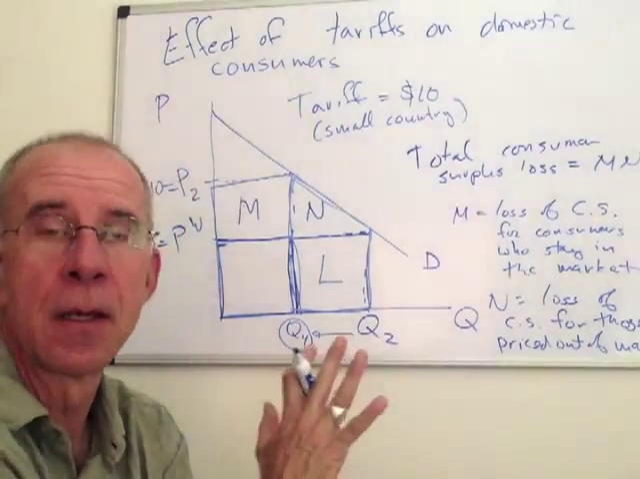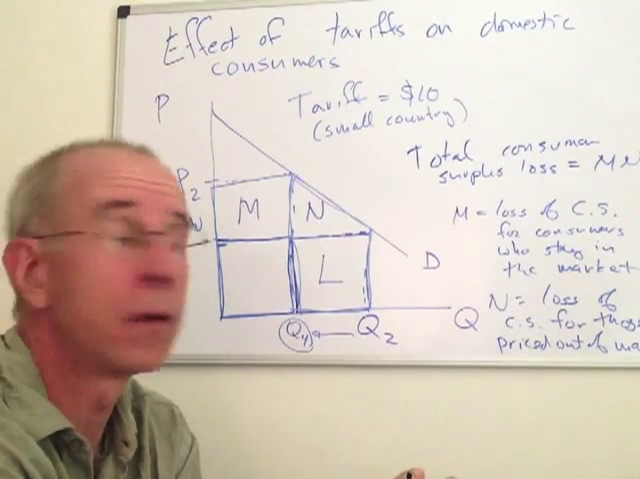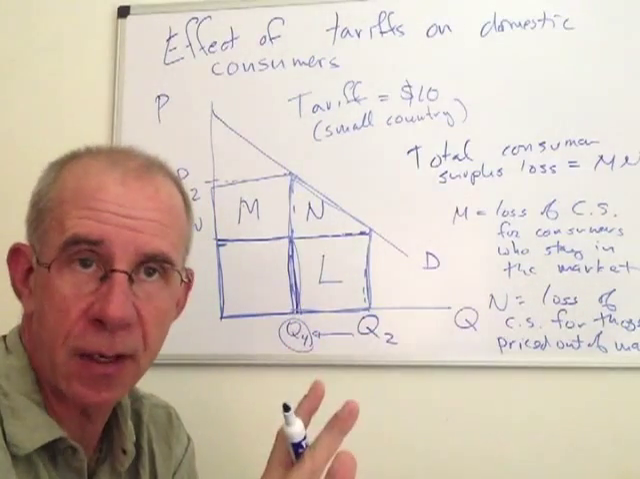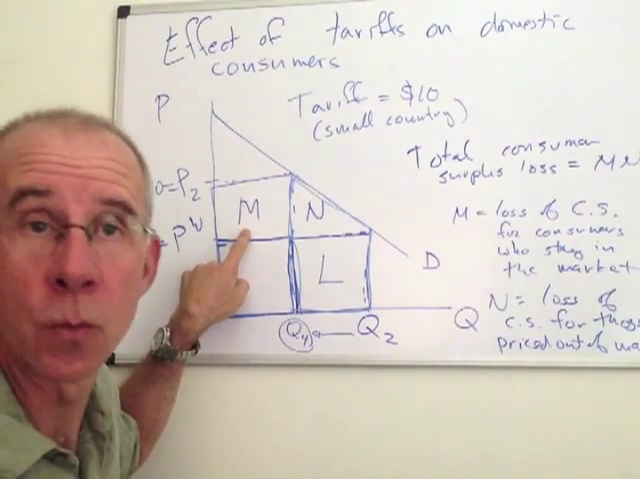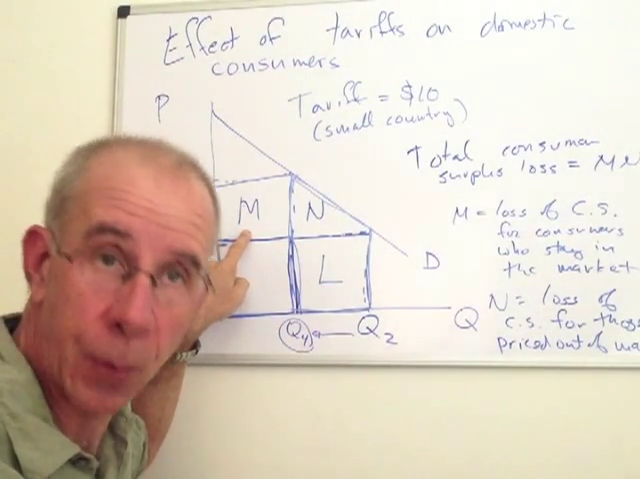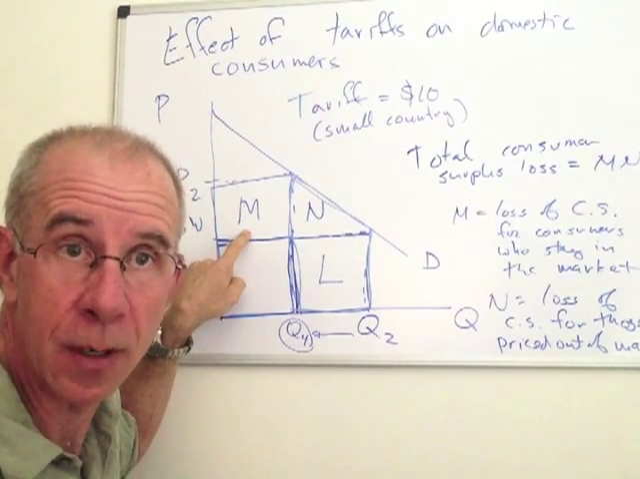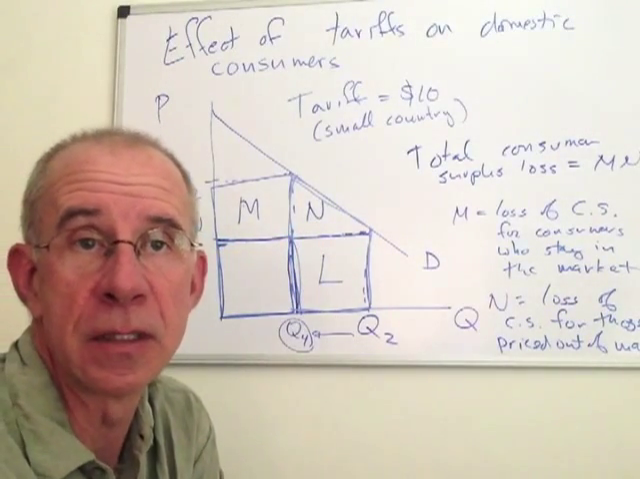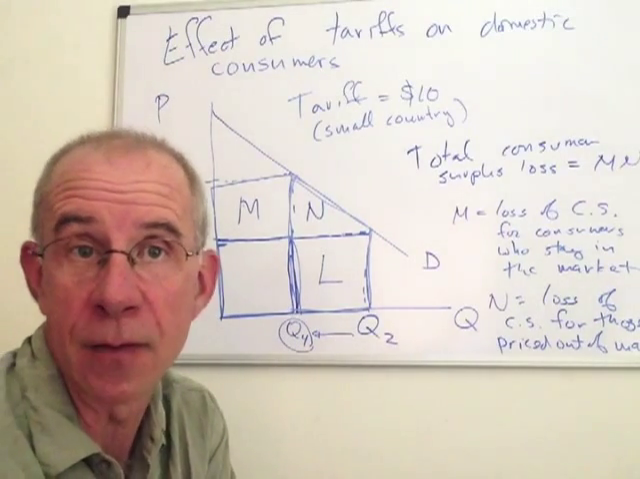So once again, the basic analysis that's depicted here shows the two components of consumer surplus loss associated with the tariff. One, M, which is the burden on consumers who continue to buy the product despite the higher price. So that's one aspect of consumer surplus. And N is the consumer surplus loss to consumers who are priced out of the market altogether.